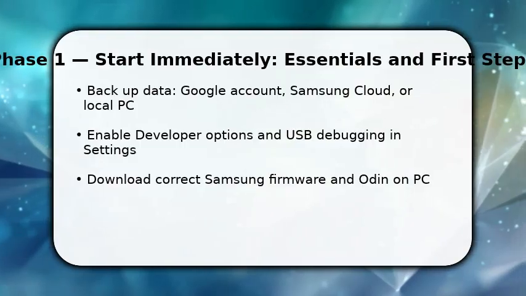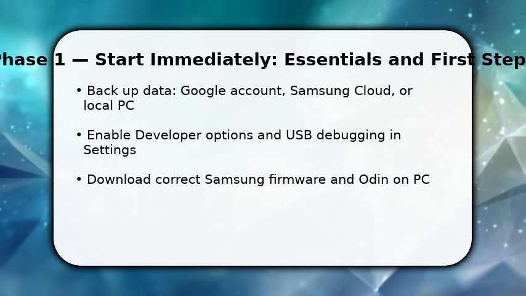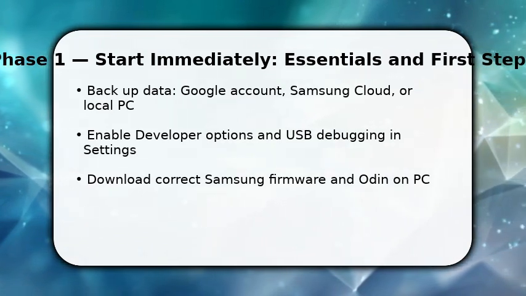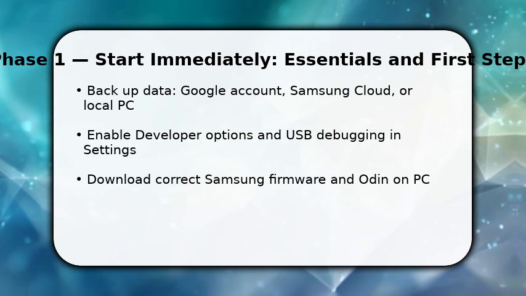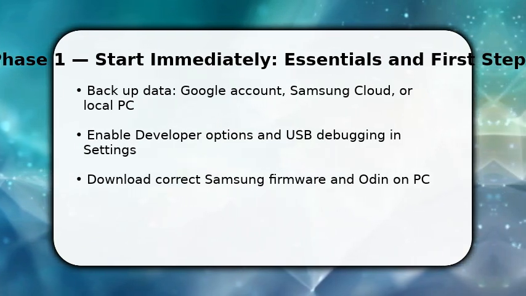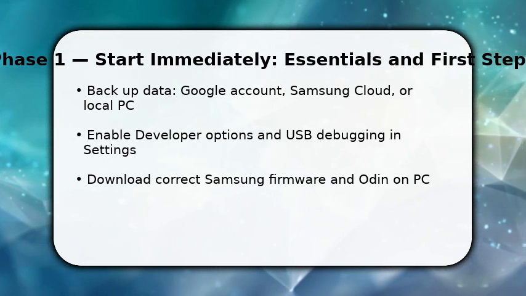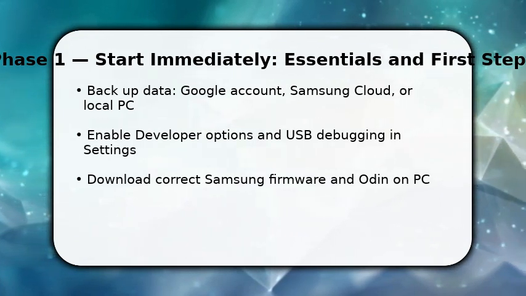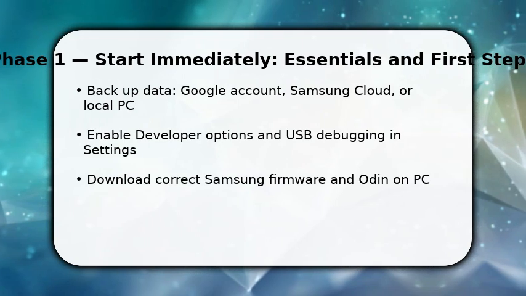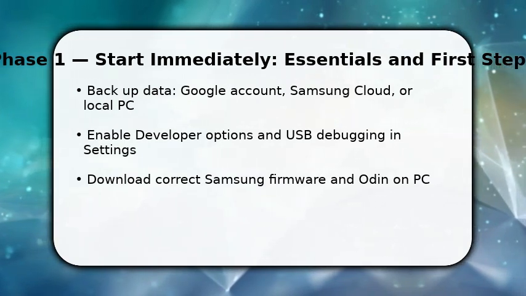You start by confirming backups. This is non-negotiable. Once done, enable developer options and turn on USB debugging so your PC can communicate with the phone. Next, download the exact Samsung firmware for your model and Odin tool on the computer. Mismatched firmware will brick the device.